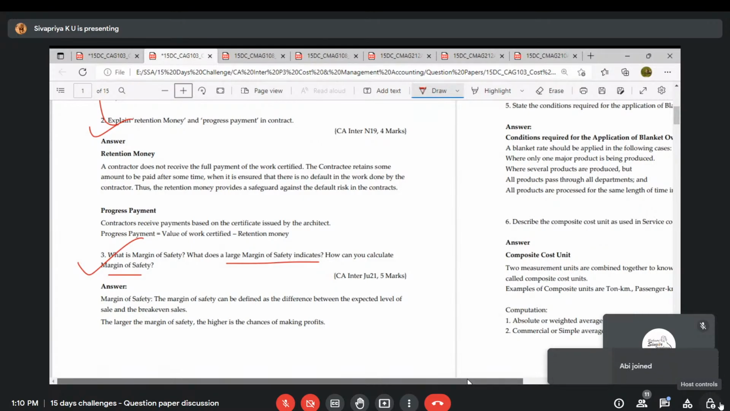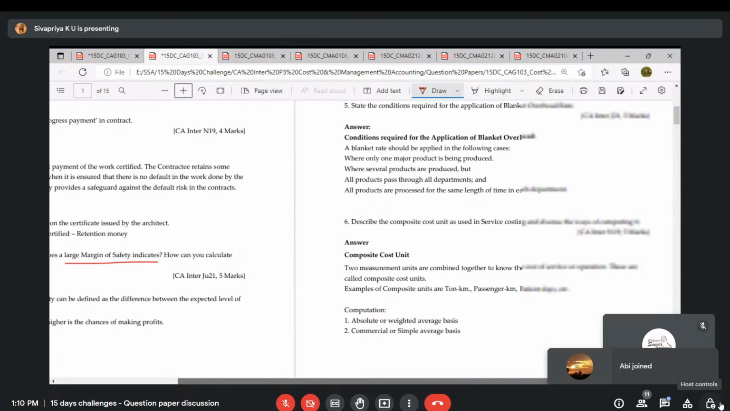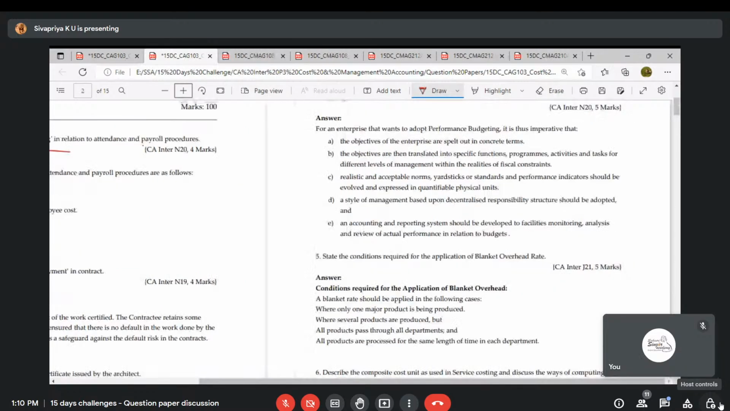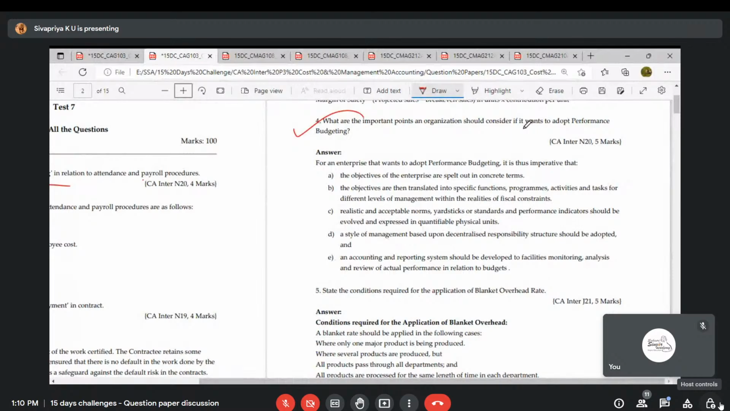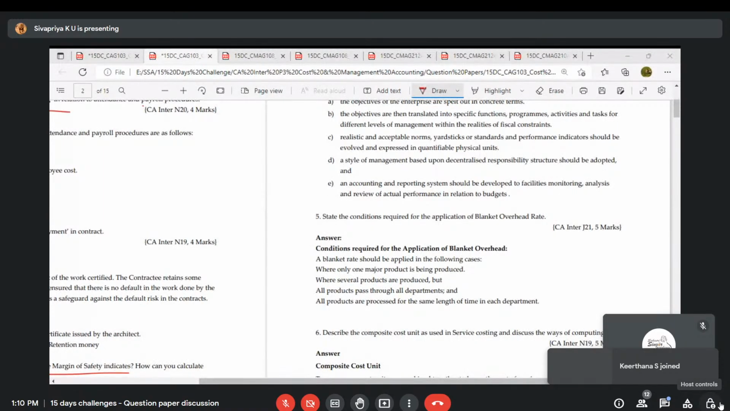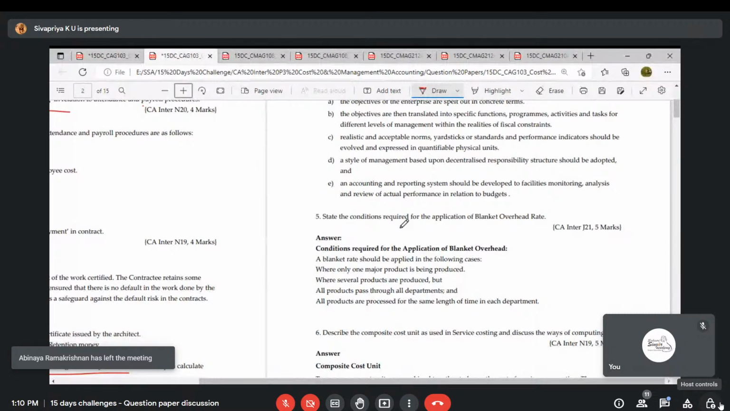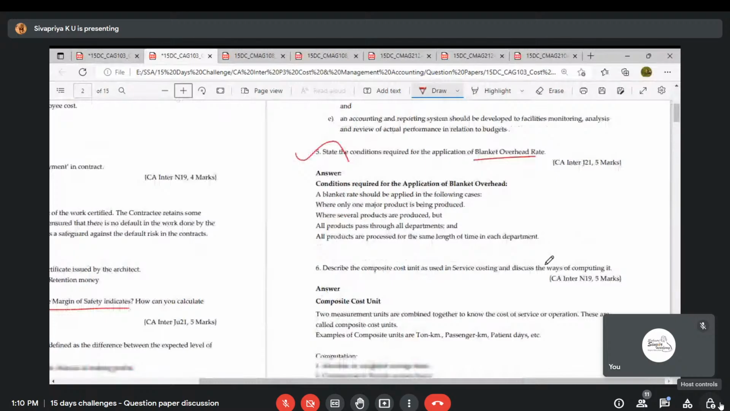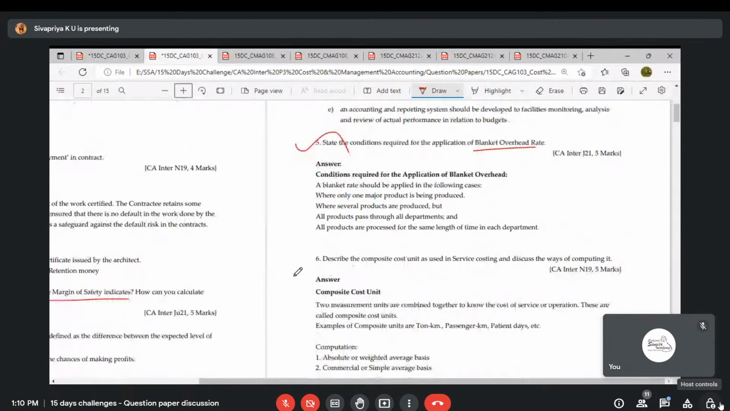Question number 4. Points to be considered if you want to adopt performance budgeting. So what are the various factors, you have to explain point by point. Any 5 points. Next question number 5, blanket overhead rate. This is also theory. Any 5 points. Again that composite, we just discussed.